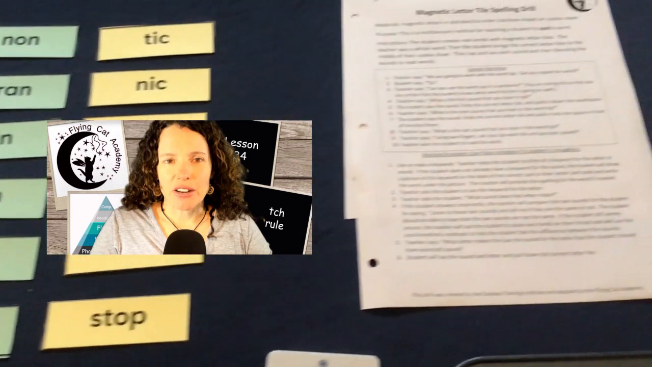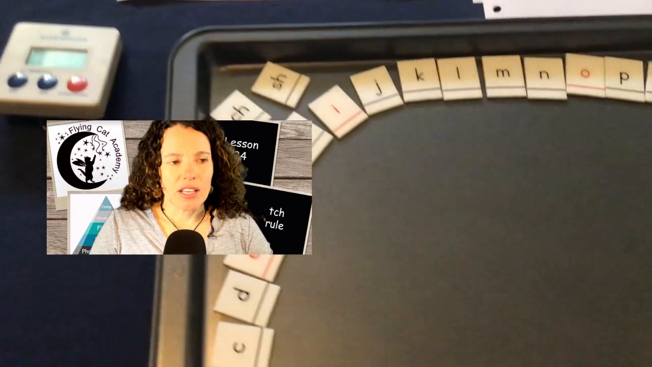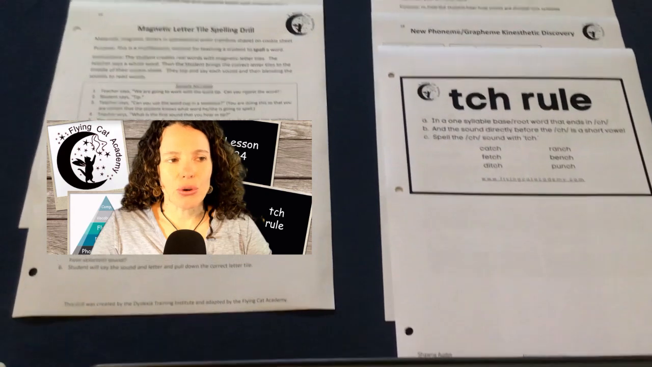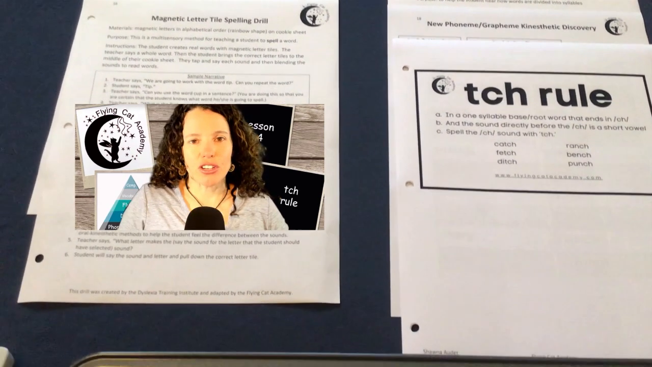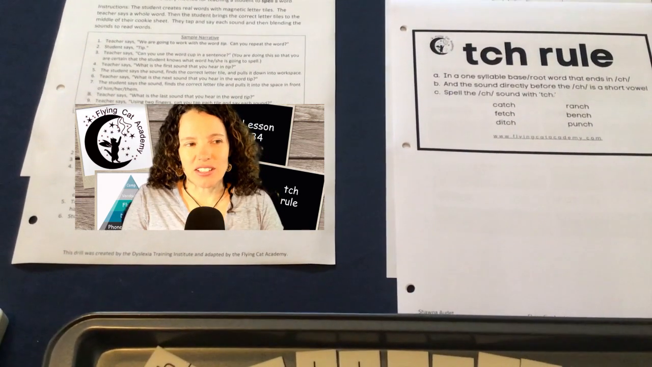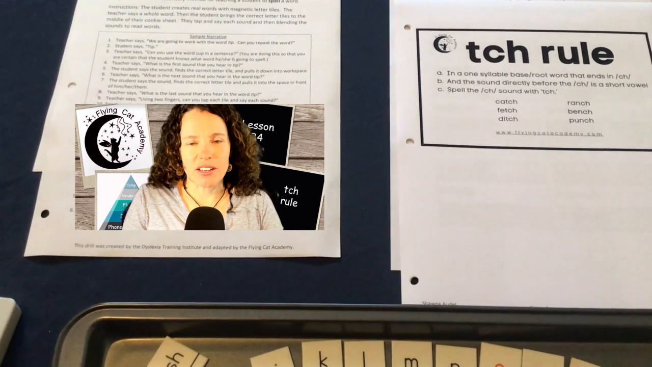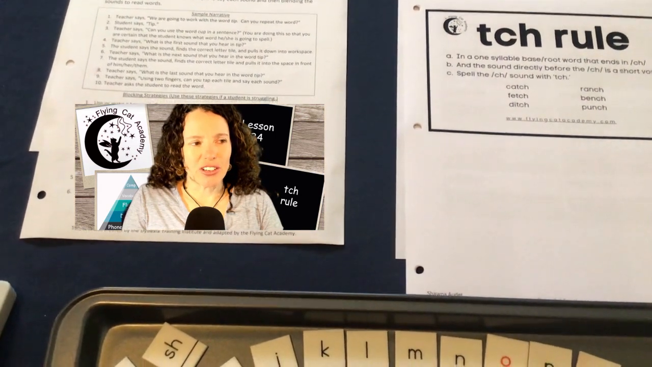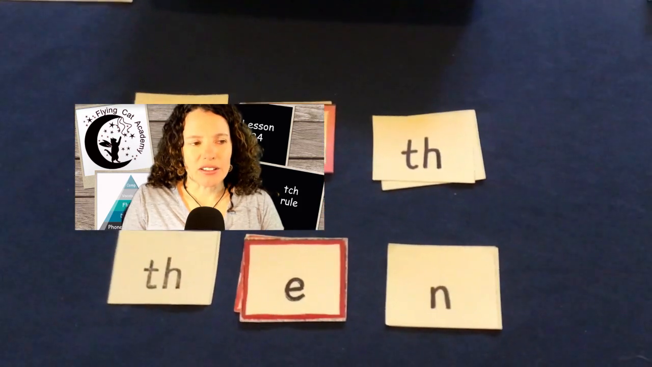And then for the magnetic letter tile and spelling drill, you'll need the teacher instruction sheets and the cookie sheet with the letters spread in a rainbow shape. You'll need the syllable pounding sheet, the kinesthetic discovery instruction sheet, and the sheets for the lesson. You'll notice that the TCH rule card is the first sheet today because we are going to need that in the lesson. Underneath it, there is the word list as usual, and the story and the 3 sentences for the writing section. In addition, we'll be doing some review with blending drills to review the sound of TH again, like we did in the last lesson.